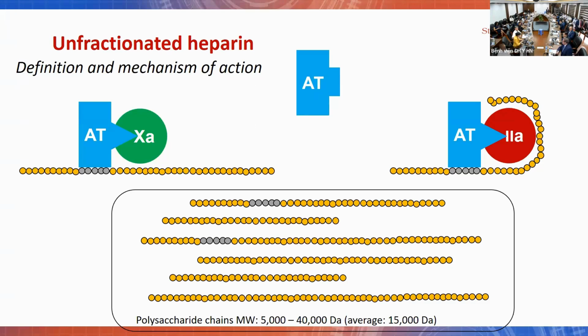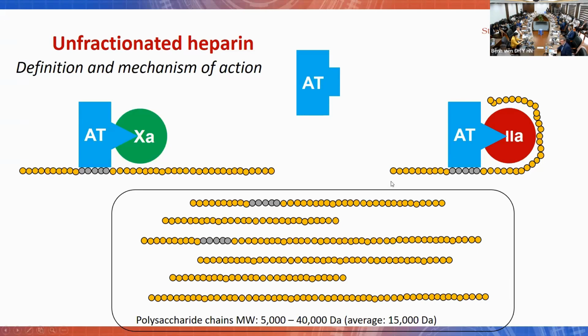So here is just as a reminder, the structure of unfractionated heparin. Unfractionated heparin is a mixture of glycosaminoglycan chains of various molecular weight. And because these chains contain a unique motif, depicted here, which is a pentasaccharide, which is the minimal sequence required to bind to antithrombin and to potentiate the anti-10A and anti-2A activity of heparin. This is something which is important.